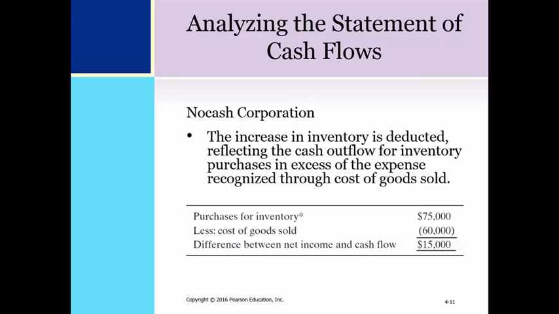We can do similar analysis with the inventory and account payable accounts. Assuming cost of goods sold is $60,000 for No Cash, purchases of inventory would be $75,000 since we know inventories increased $15,000.